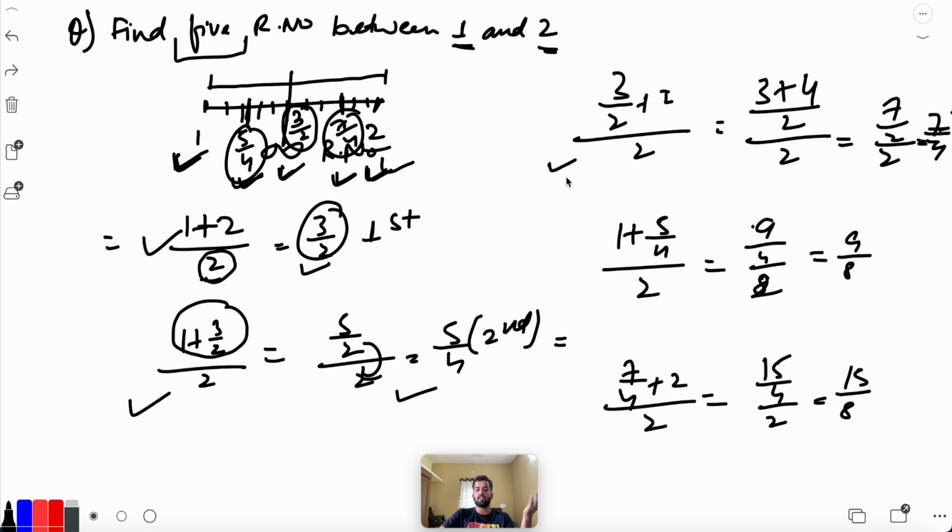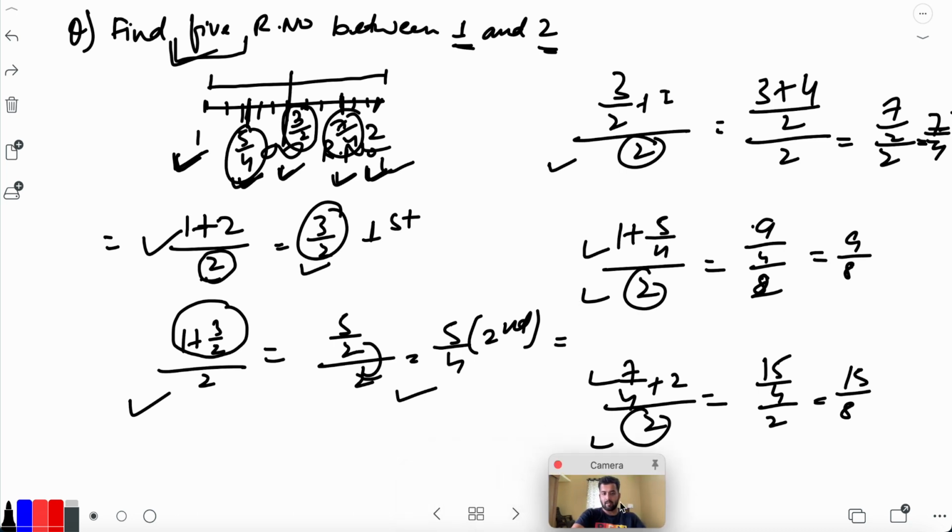This pattern just continues. If you have to find 10 rational numbers, what will you do? 10 times the same thing. Here I just want 5 rational numbers, so I did it this way. And every time I'm just dividing by 2 only. So you can also do the same thing. Add it and divide by 2. You will get the number. Again add it, divide by 2. Like this pattern. Is it okay? Everybody okay? Shall we switch to the next topic?